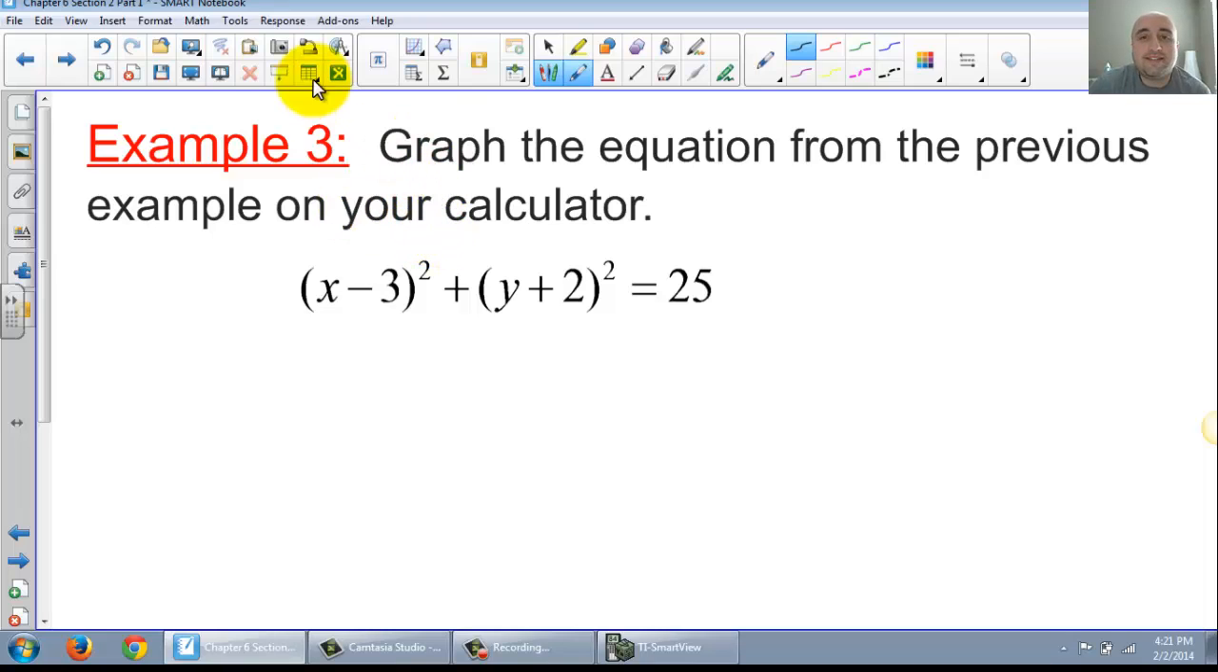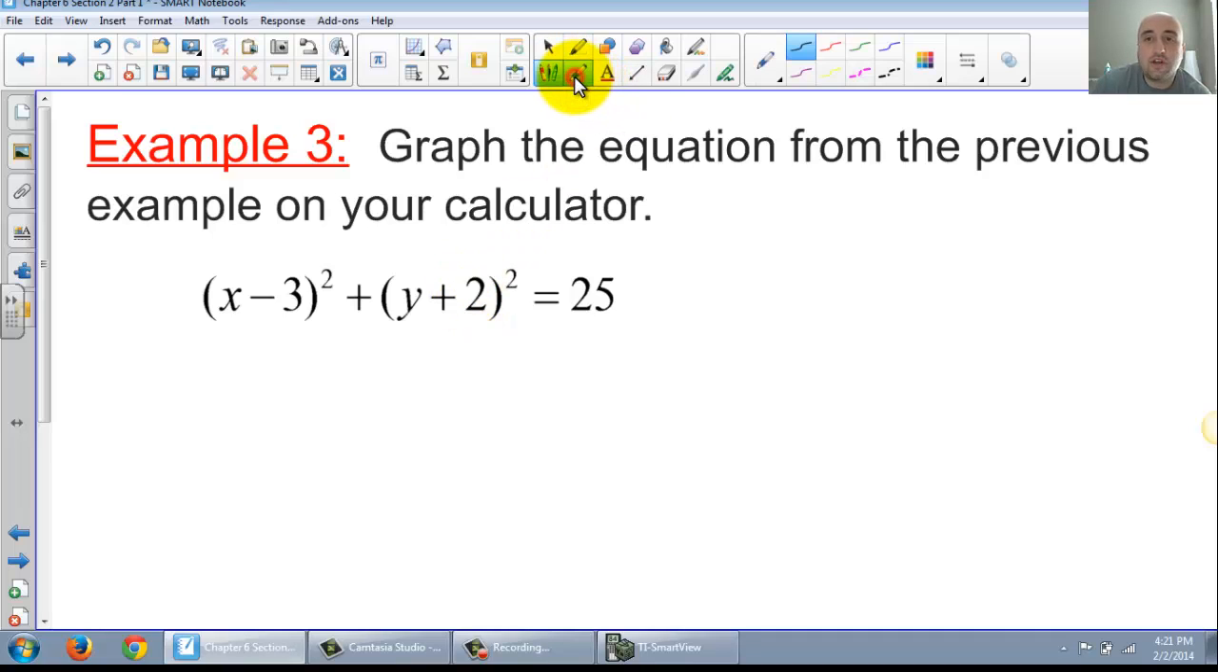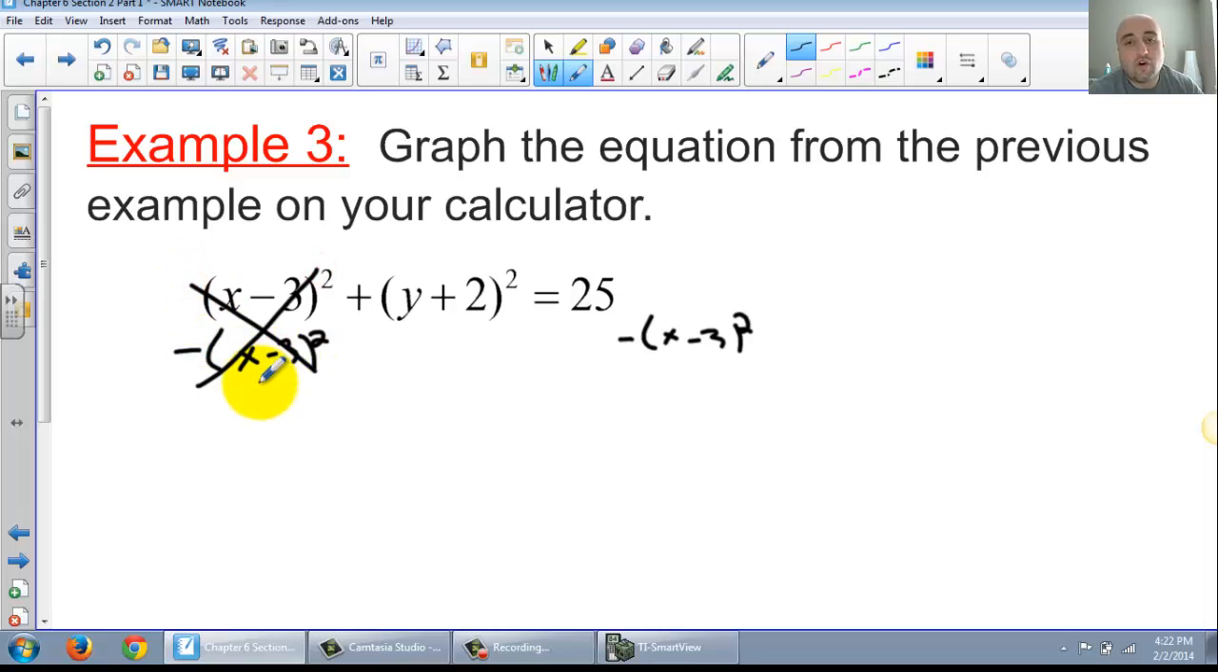All right, so example 3 says, graph the equation from the previous example on your calculator. This is the equation that we got after we did the problem, and I need to teach you how to plug this in on your calculator in order to graph it. So we need to get y by itself, because to graph on the calculator we need y. I'm going to subtract this whole (x minus 3) squared from both sides. So y plus 2 squared is equal to 25 minus (x minus 3) squared.